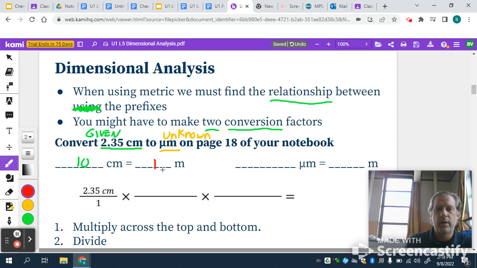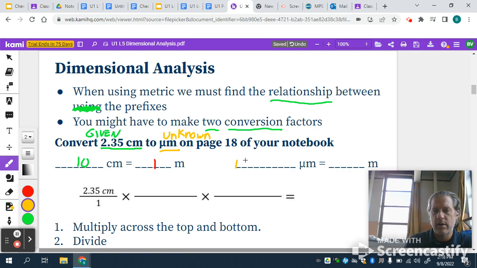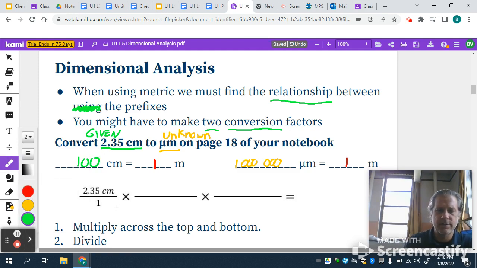in 1 meter. I also know that there are 1 million micrometers in 1 meter. And I lied. It's not 10. It's 100 centimeters in 1 meter. Oh my gosh. It's the heat.